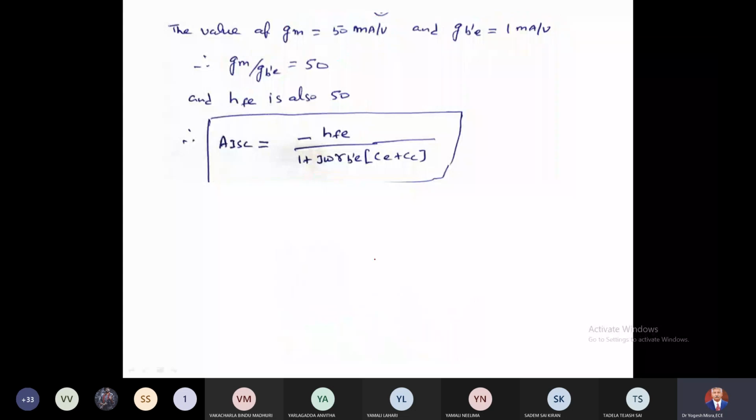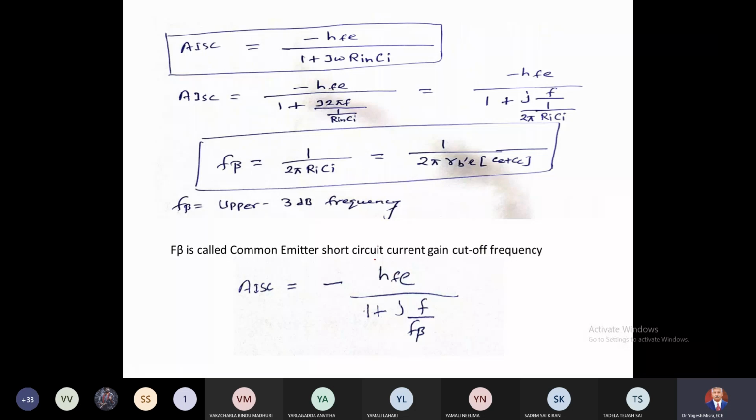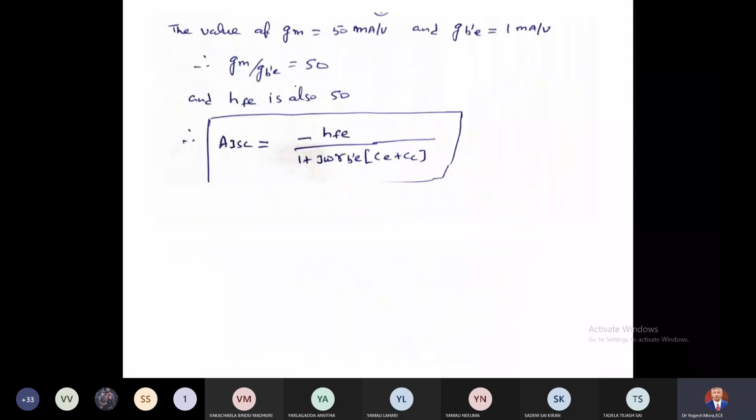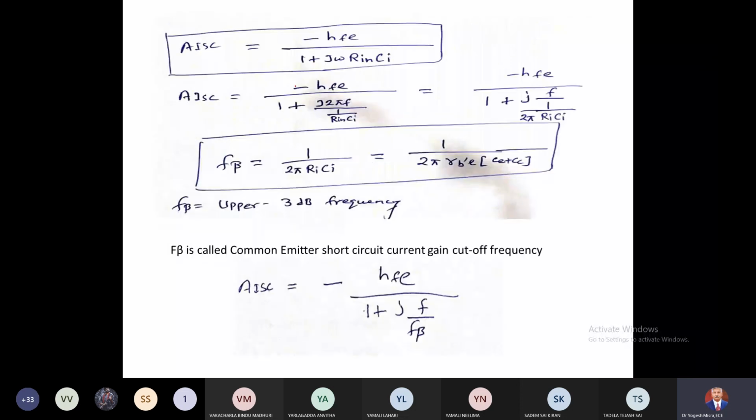If the question is asked only up to finding the expression of short circuit current gain, you can calculate up to here. But apart from this, you can calculate up to here, or it is better to calculate it up to here.